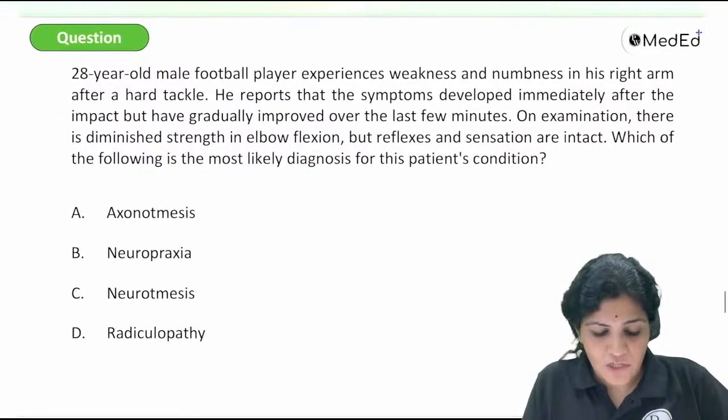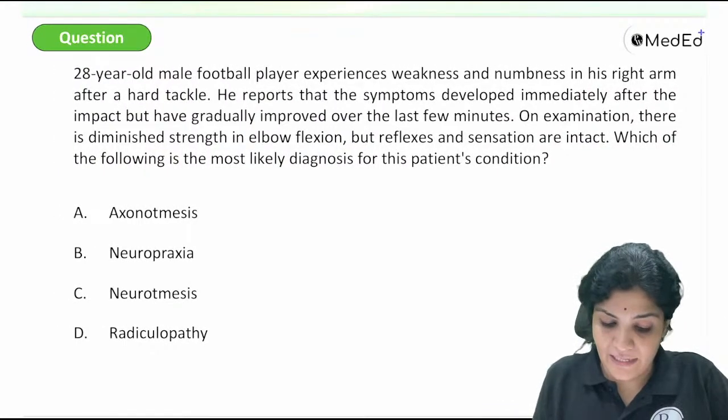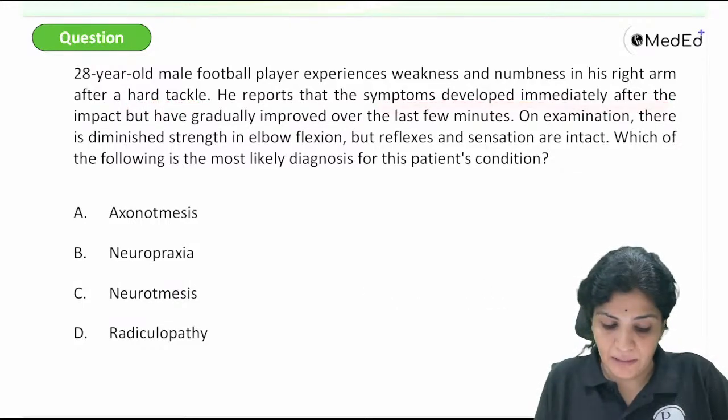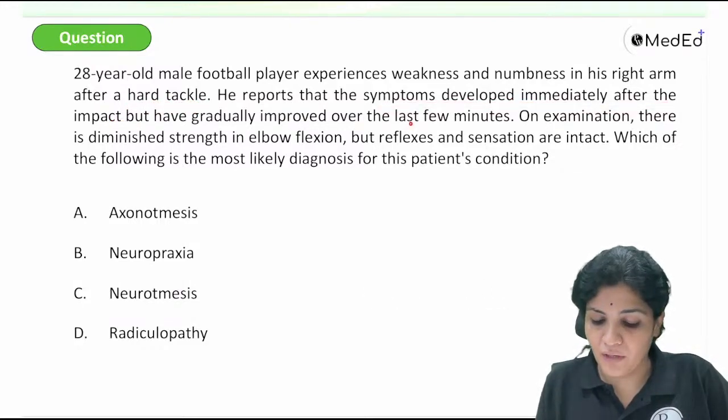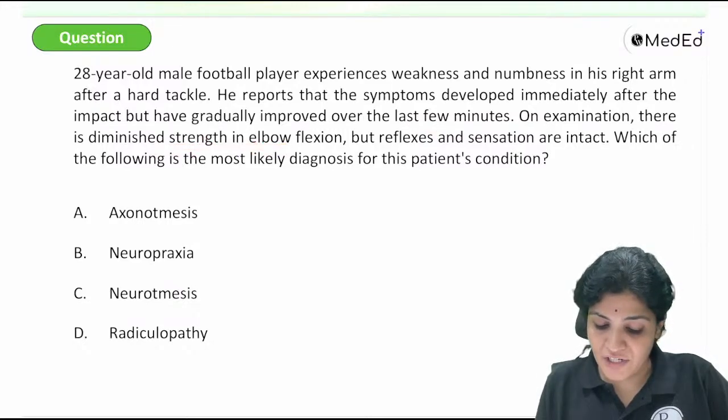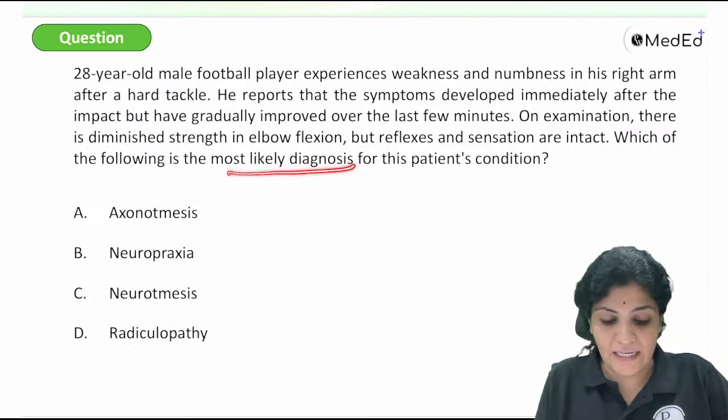Okay, the next one. A 28-year-old male football player experiences weakness and numbness in his right arm after a hard tackle. These symptoms developed immediately after the impact but have gradually improved over the last few minutes. On examination, there is a decrease in strength of elbow flexion, but reflexes and sensations are all intact. Which of the following is the most likely diagnosis?